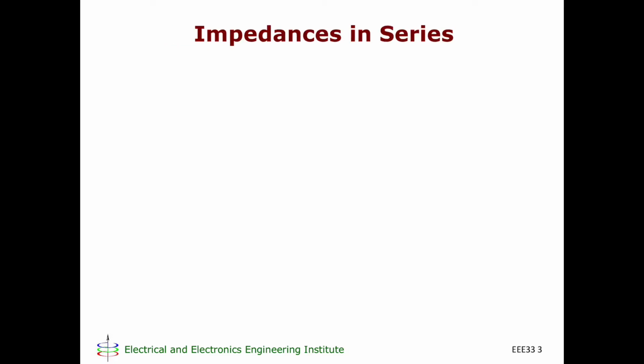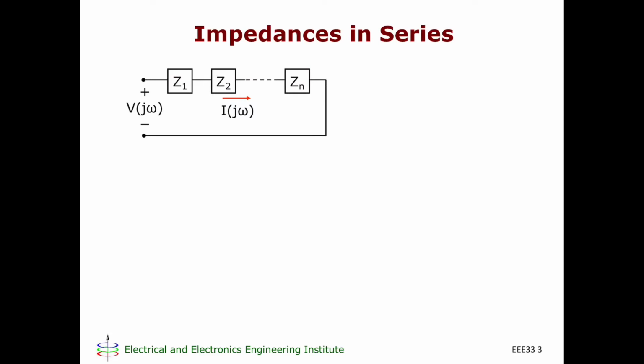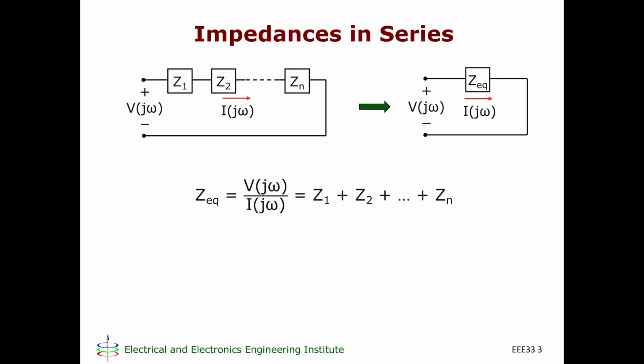Let's take a look at circuit simplification. Let's consider impedances in series. Supposing I have n impedances, Z1, Z2, Z3, all the way to Zn, if these impedances are in series, then they can be combined into a single impedance, Z equivalent. Z equivalent will just be equal to the sum of the individual impedances. So Z equivalent would be Z1 plus Z2 plus all the way to Zn. And this is very easy to prove. We proved this when we considered resistances in series in an early part of the course, so I'm not going to go through the proof anymore.